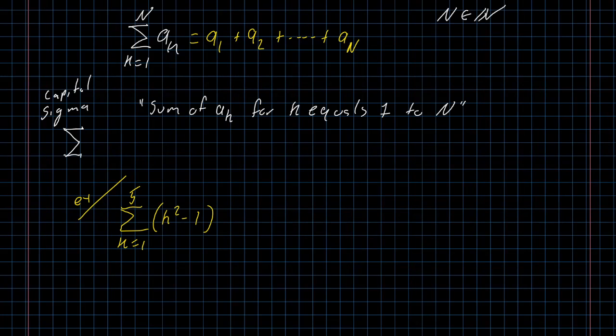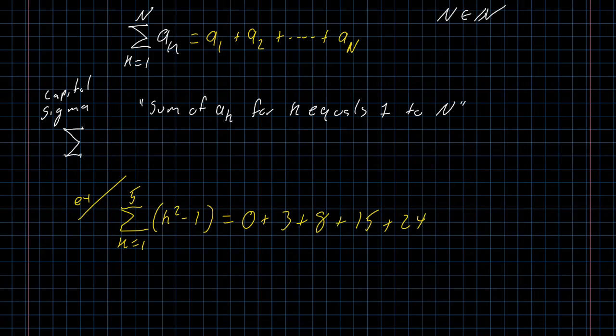For example, if I want to take the sum, k goes from 1 to 5, of k squared minus 1. Well, we already wrote out these first couple of terms. Plug in k equals 1. 1 squared minus 1 is 0. Plug in k equals 2. 2 squared minus 1 is 3. Plug in k equals 3. 3 squared minus 1 is 8. Then we get 15, and then we get 24.